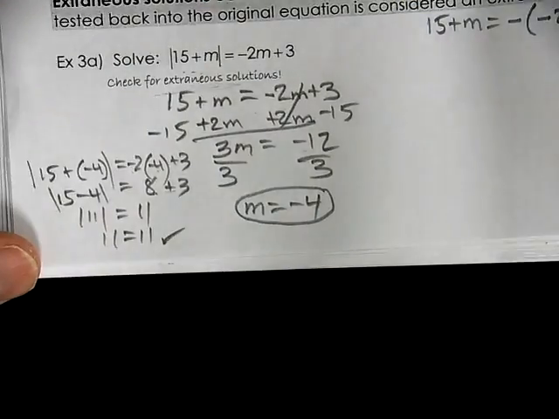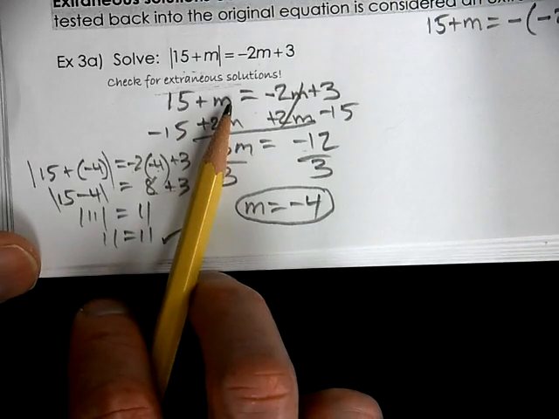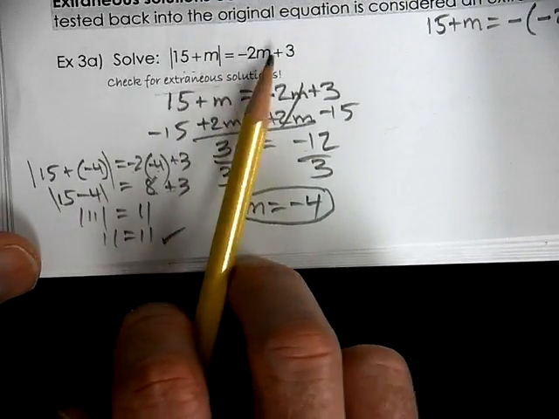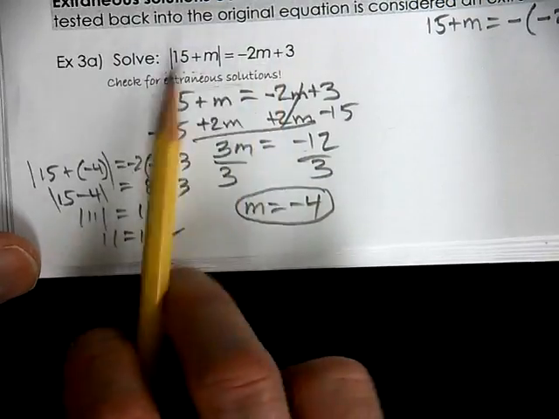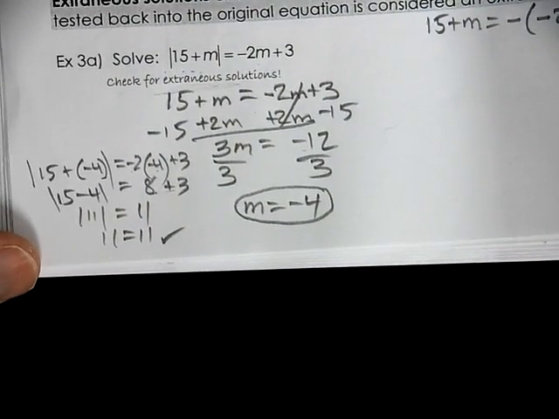How do you know when you need to check it? It will usually give you a hint. Watch out for extraneous solutions. But definitely, if you have m's on both, if you have the variables on both sides of the equal sign, that's your common need to watch out for extraneous solutions.